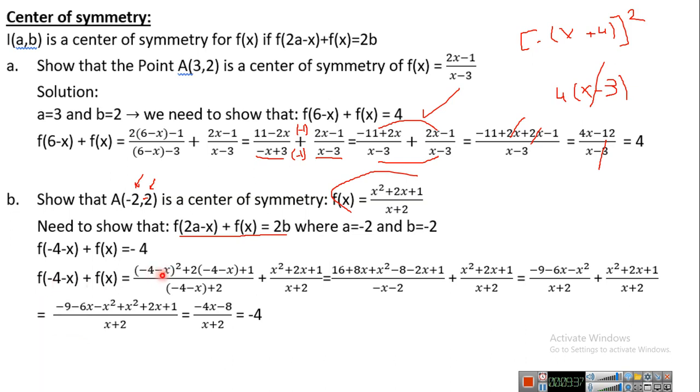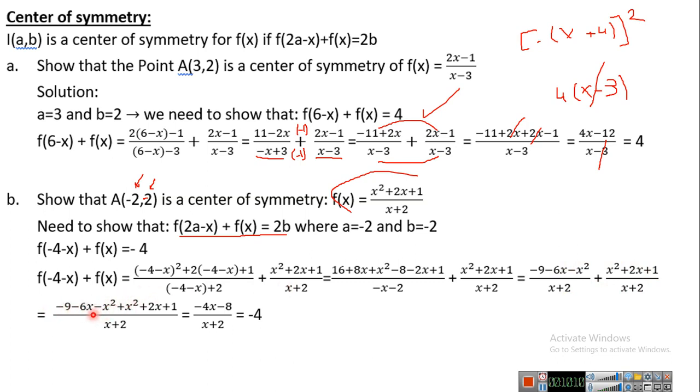So 16 plus 8x plus x squared minus 8 minus 2x plus 1, over minus x minus 2. So you multiply up by minus 1, down by minus 1. Always we have this strategy. 16 minus 8 is 8, 8 plus 1 is 9. Because I multiplied by minus 1 as I did up here, so minus 9. X squared is minus x squared, 8x minus 2x is minus 6x. Because you have the same denominator, you just add the numerators, as you can see here.